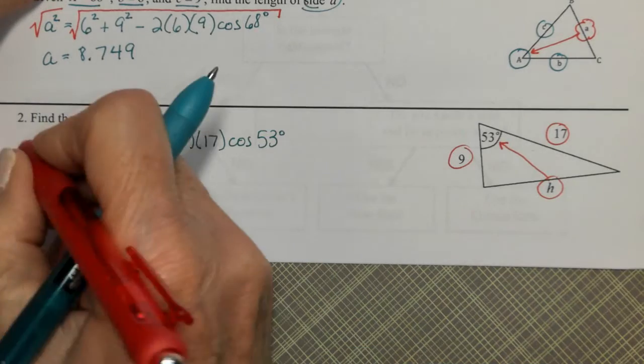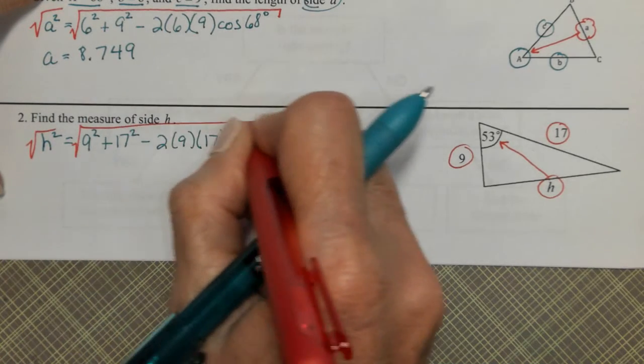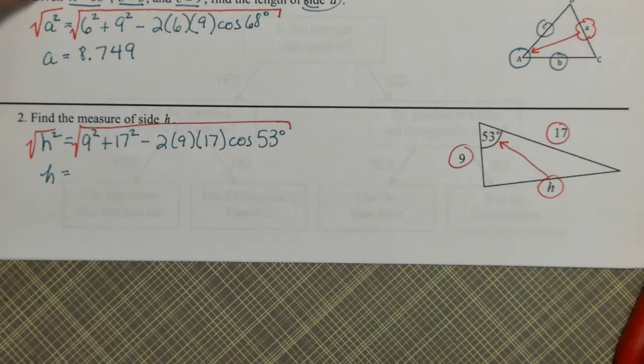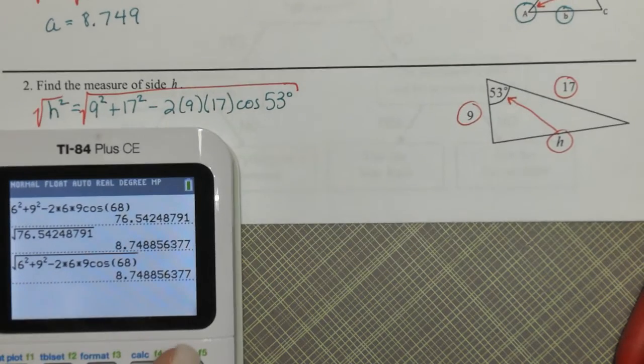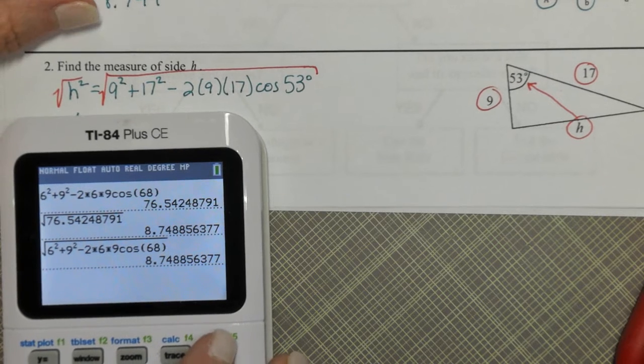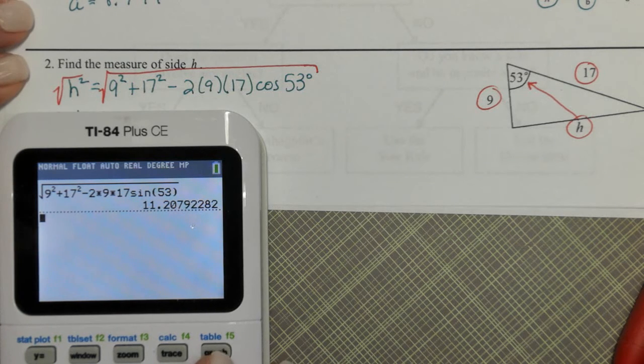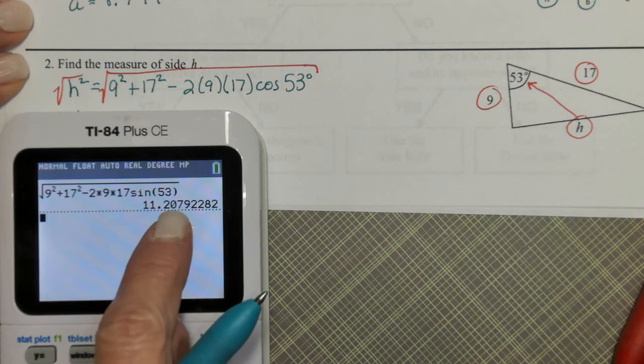So to get h, we square root both sides, and we get h is equal to square root 9 squared plus 17 squared minus 2 times 9 times 17, cosine of 53 degrees. So side h is 11.208.